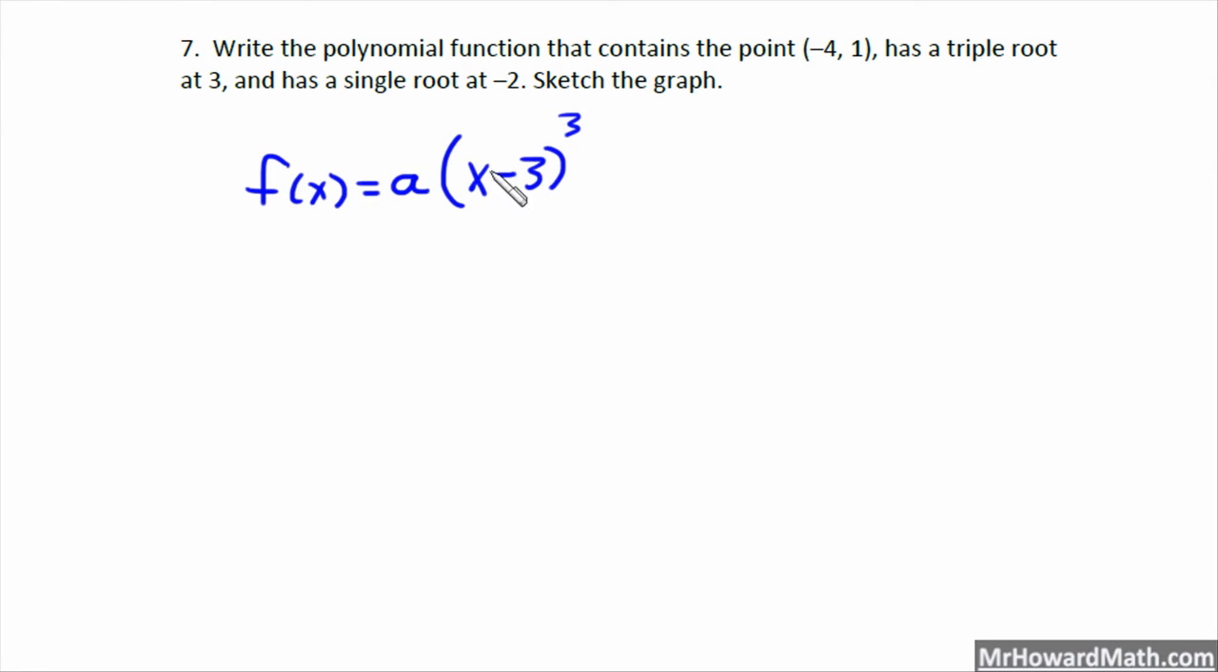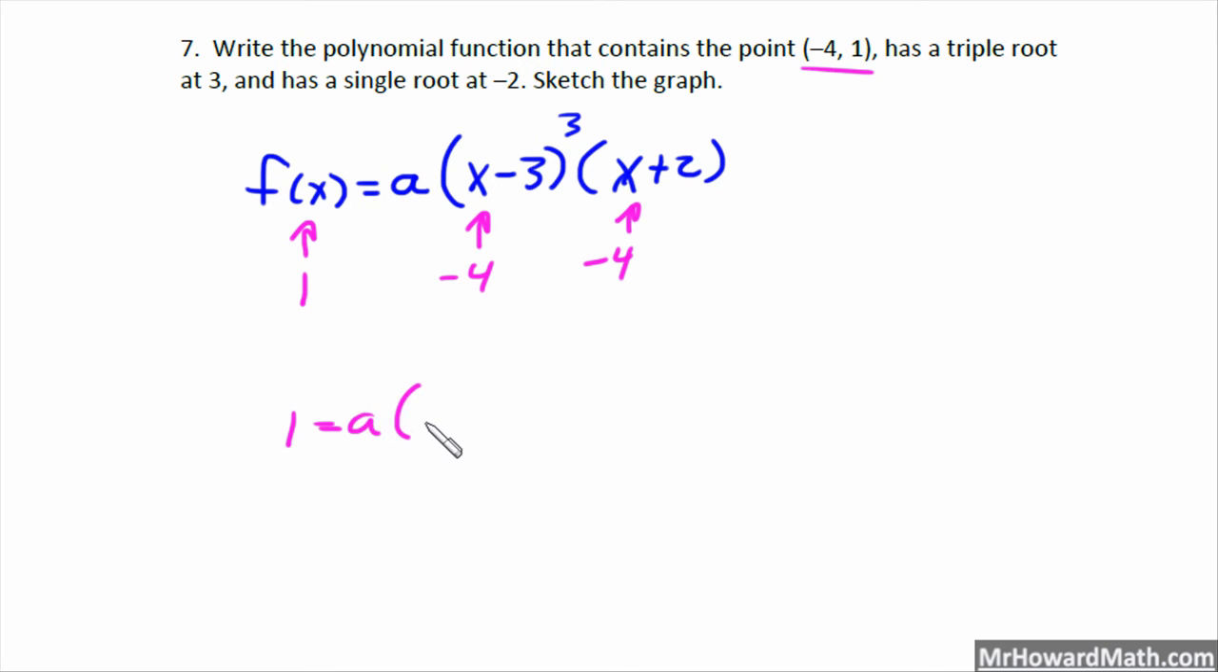And if the root is at 3, the factor has an opposite sign, so it would be a -3 in there. Has a single root at -2, so that would be a factor of x plus 2. Okay, so far that's our function. Now we plug in this point. So -4 goes in for x here, and then 1 goes in for our y. So we have 1 equals a times (-4 - 3) cubed times (-4 + 2).